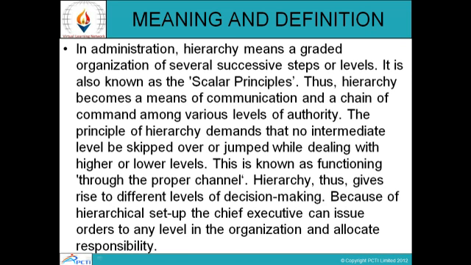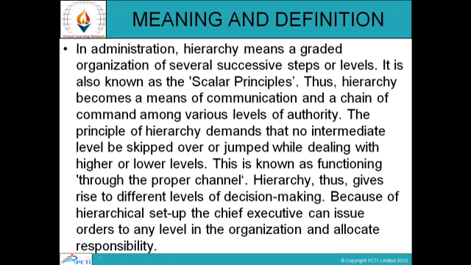The principle of hierarchy demands that no immediate level be skipped by jumping over to deal with a higher level. That means if there is a hierarchy, one should never jump over to another level. There is always a proper flow in proper stages with the help of this hierarchy. So it is known as functioning through the proper channel, that is, performing all functions in a proper way.